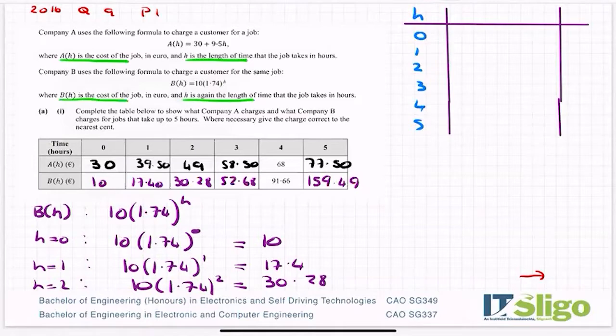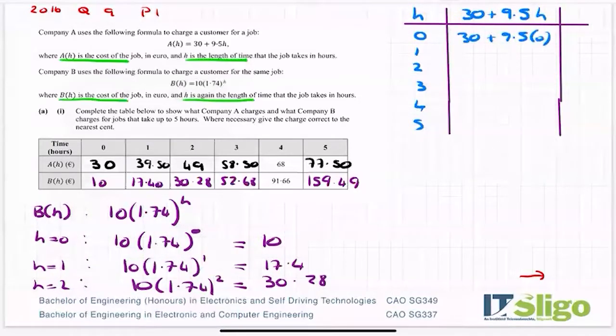Your function goes in the middle, which is 30 + 9.5h. You tend to show one line, and then this is your output, which is A of h in this case, and we would get 30. So you're going into, on your calculator, you're going into mode setup.